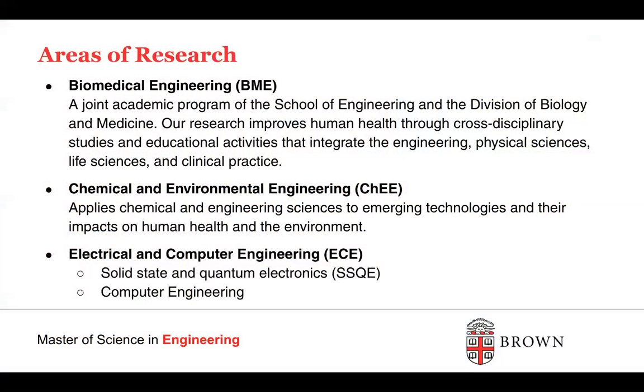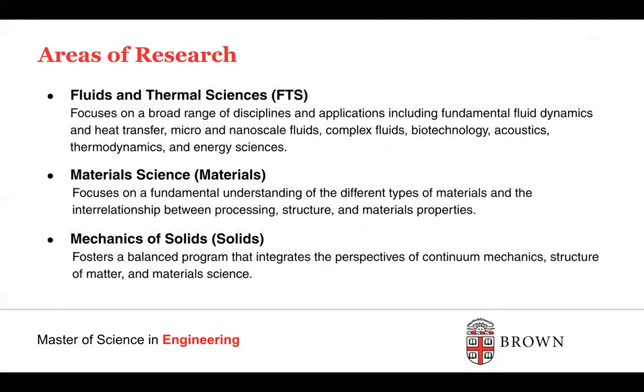So we're going to be going over 6 Masters of Science degree programs here tonight. All of these are offerings within the School of Engineering at Brown University. And these programs include our Biomedical Engineering degree, our Chemical and Environmental Engineering degree, our Electrical and Computer Engineering degree, our Fluid and Thermal Sciences degree, our materials science, and our mechanics of solids degree. And each of these programs also have a corresponding PhD program, and these all represent areas of our graduate research and our faculty research in the School of Engineering.